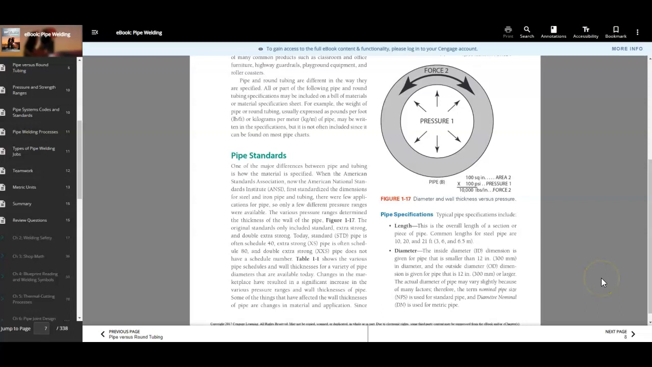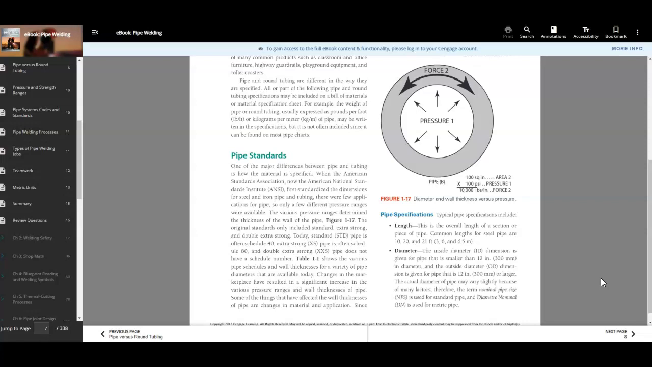Pipe standards. One of the major differences between pipe and tubing is how the material is specified. The American Standards Association, now the American National Standards Institute, ANSI, first standardized the dimensions for steel and iron pipe and tubing. There were few applications for pipe, so only a few different pressure ranges were available. The various pressure ranges determined the thickness of the wall of the pipe. Figure 1-17, diameter and wall thickness versus pressure.